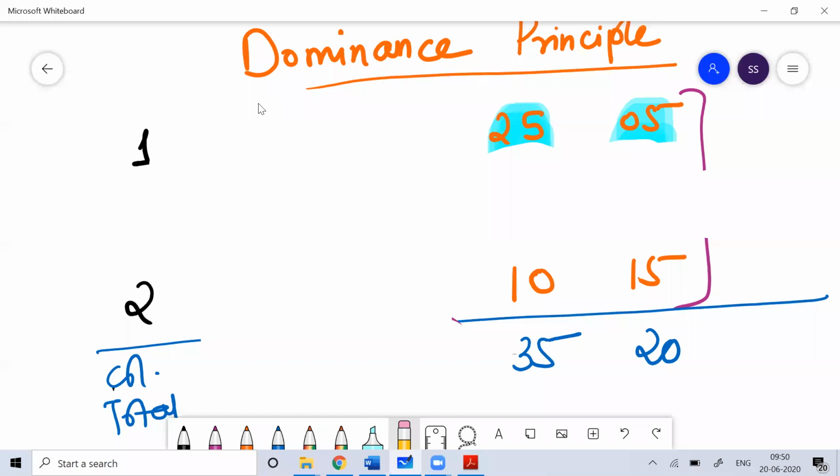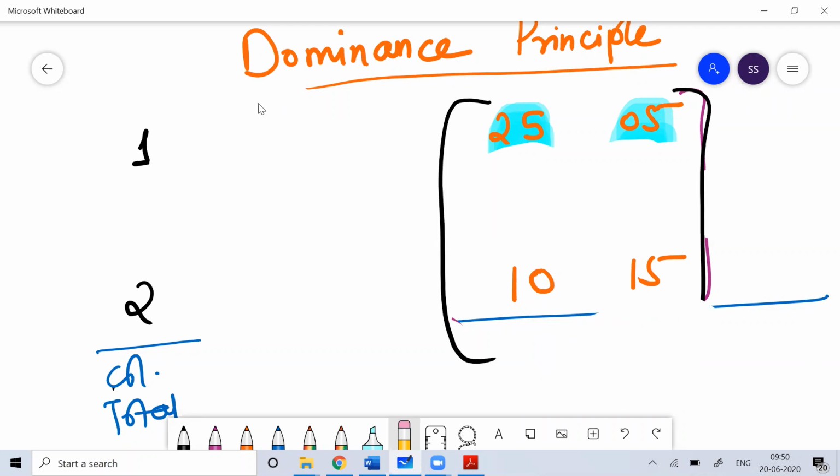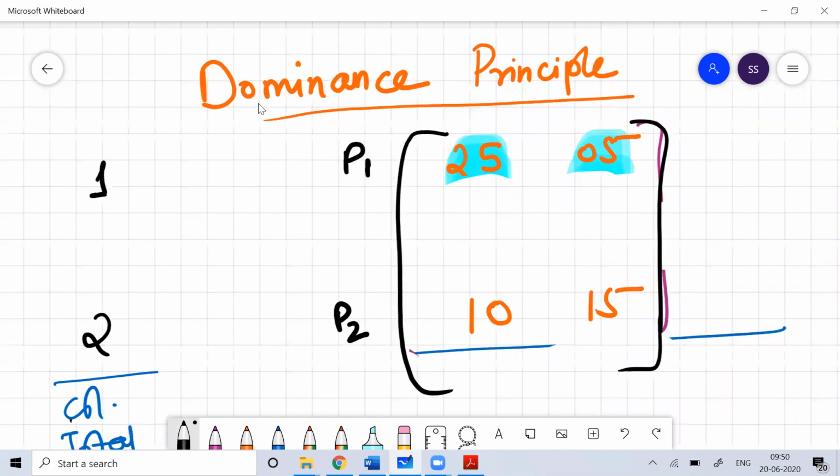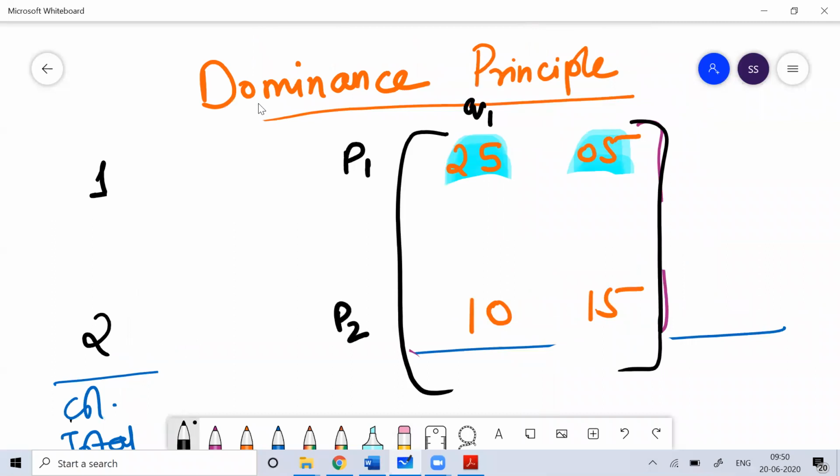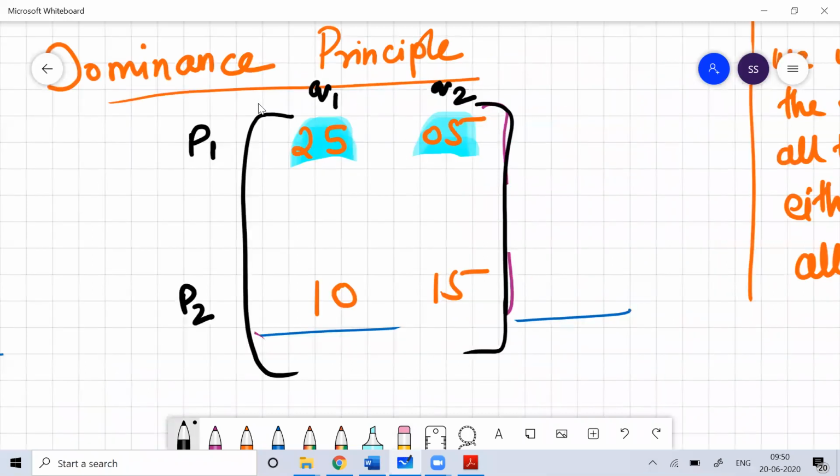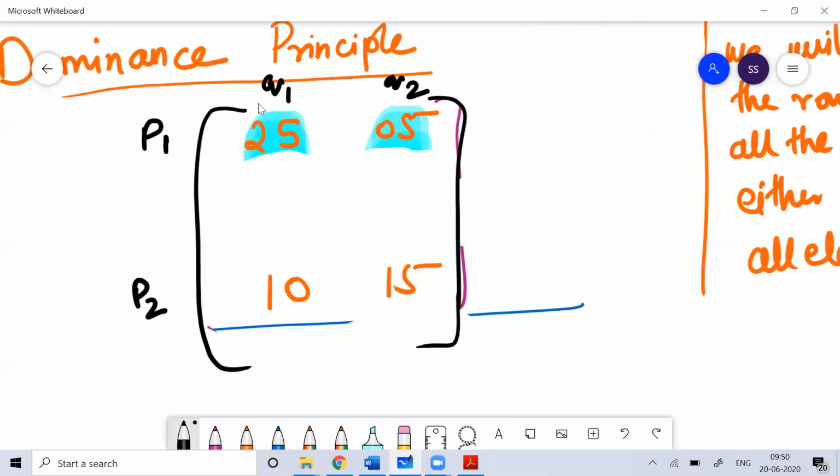So ultimately, guys, what you have done is transformed this into a 2 by 2 matrix. Once you transform this into a 2 by 2 matrix, there is no problem. Now you can solve it very easily.